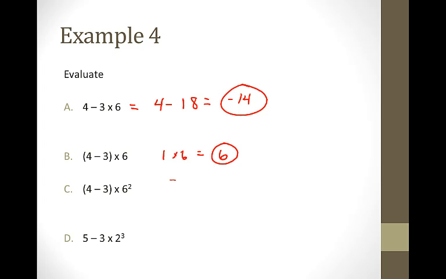Now 4 minus 3 in parentheses times 6 squared. What do I need to do first here? The parentheses, so 4 minus 3 is 1, times, I'll do this in 2 different steps. We could have gone ahead and squared that out. Now I do the exponents here. 6 squared is 36. So I have 1 times 36 is 36.